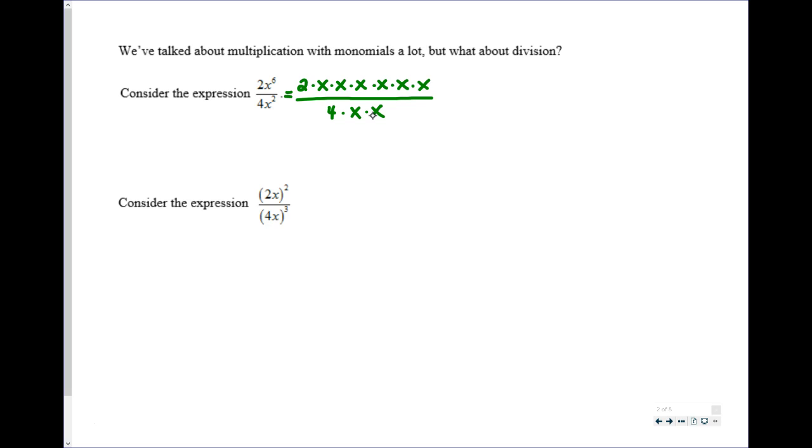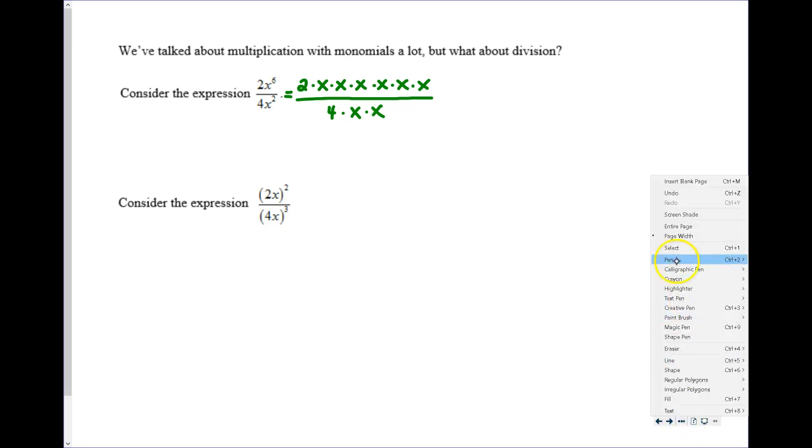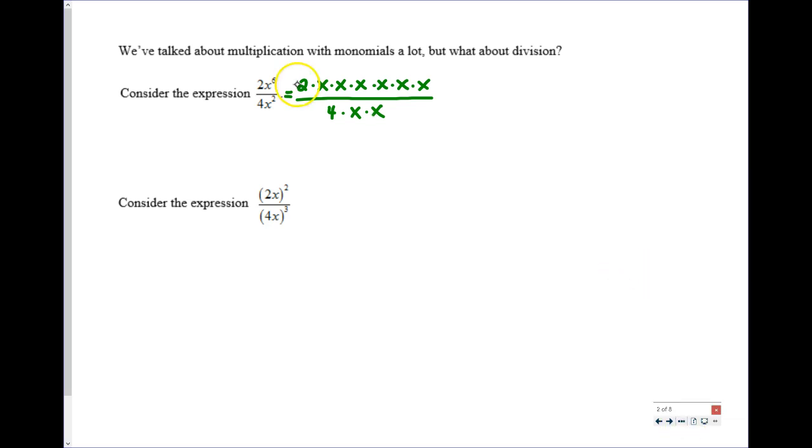Okay, now I'm going to look at the numbers separate from the letters. So I'm going to take a look at 2 and 4. 2 over 4 looks like this, 2 divided by 4. And we want to reduce this fraction to 1/2.